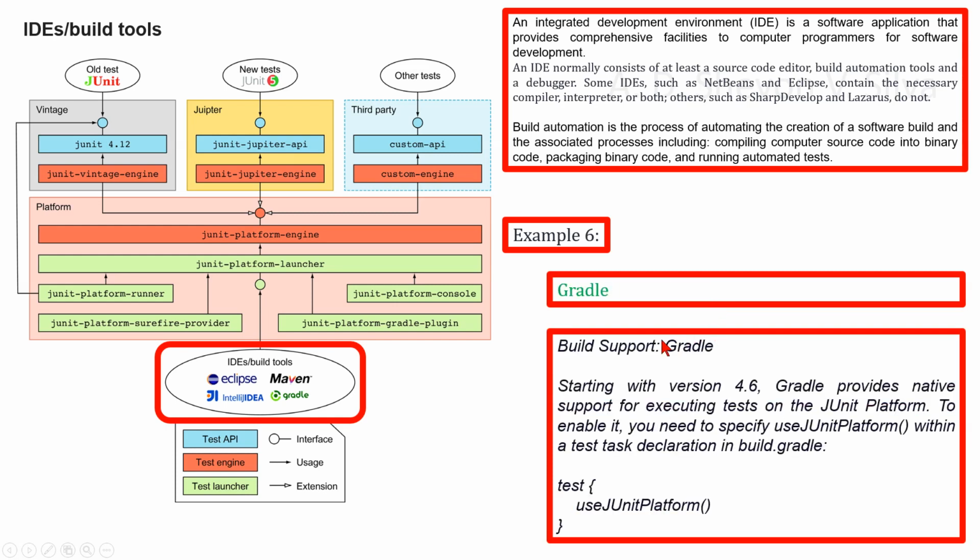As an example 6, we can consider Gradle build support here. Starting with version 4.6, Gradle provides native support for executing tests on the JUnit platform. To enable it, you need to specify useJUnitPlatform() within a test task declaration in the build.gradle file.